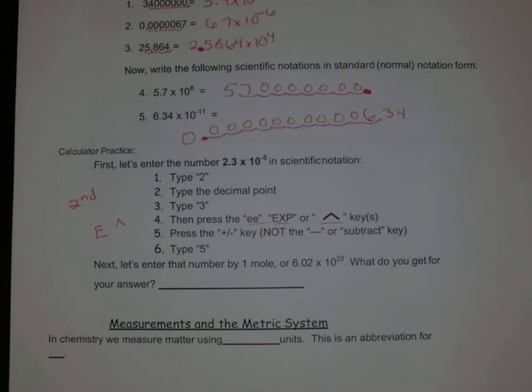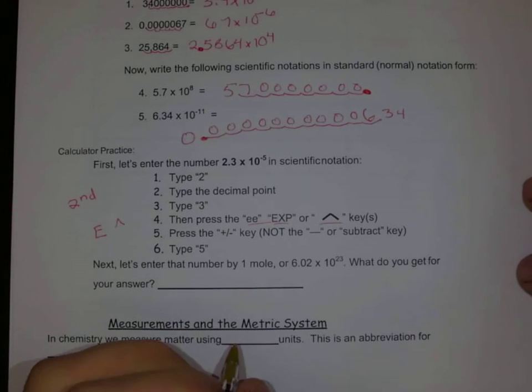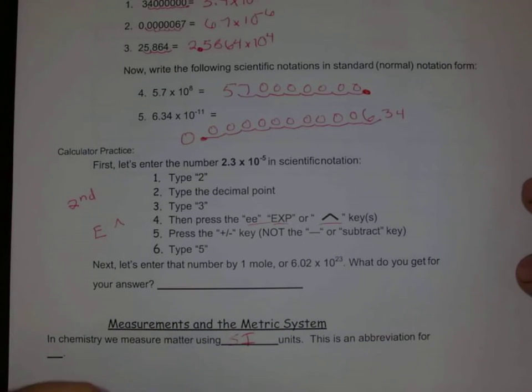All right, so now that we know how to put our numbers into scientific notation, what we need to start to use is a metric system so that we can express our really large numbers and really small numbers in one system and then convert in between our different notations. Okay, so in chemistry, we measure matter using SI units.